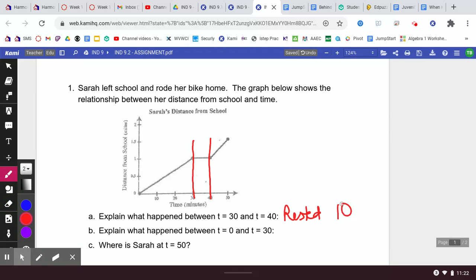There we go. Rested for 10 minutes. Good. Okay. The rested references the distance. No distance was traveled. The 10 minutes references the time, so you're referencing both axes, so you're perfect.